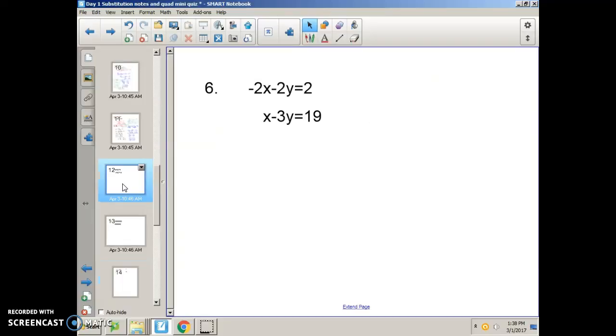Okay, number 6. I'm actually going to have you try this first. So pause here. And yes, I mean it. Don't just copy down the notes. It doesn't help you at all. Try this one on your own. If you need a hint, there's your golden spot. That's where the x is almost by itself. So try and get x by itself. Work through as far as you can, and then push play again and catch up and see how you did.